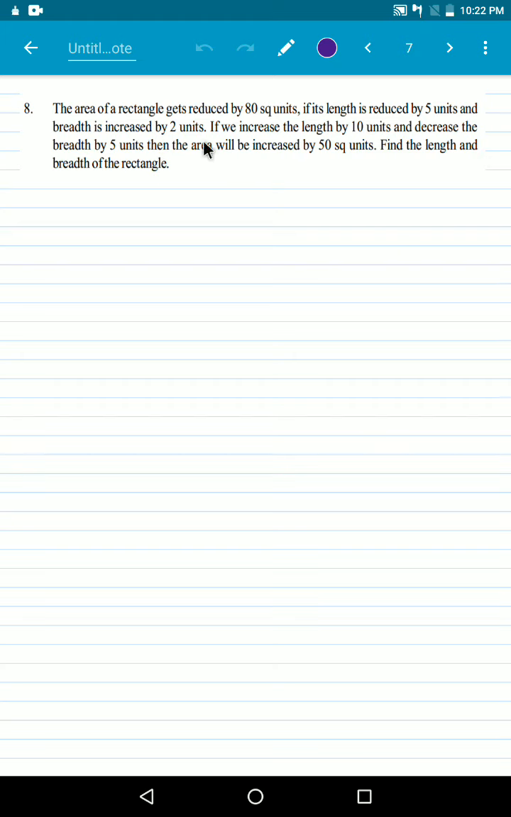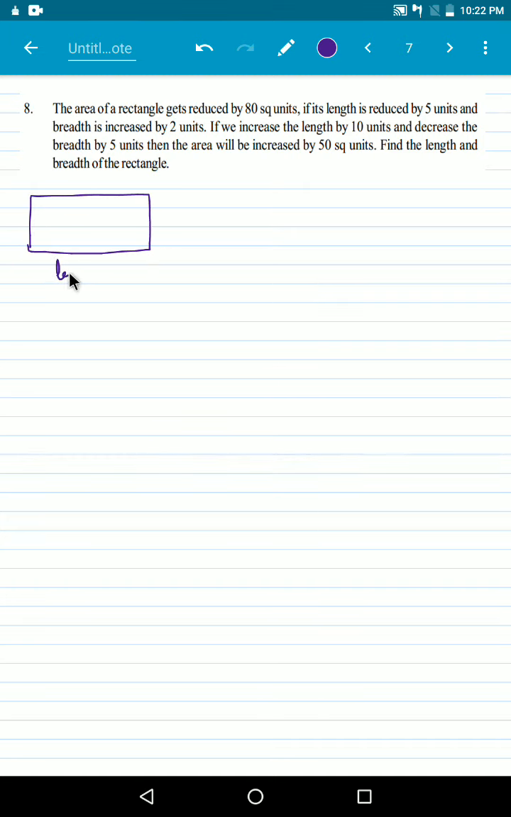We'll solve this problem in this video. The area of a rectangle gets reduced by 80 square units if its length is reduced by 5 units and breadth is increased by 2 units. Okay, so we have a rectangular plot.